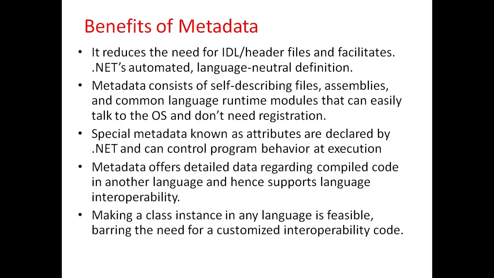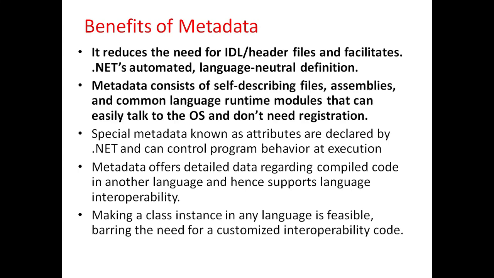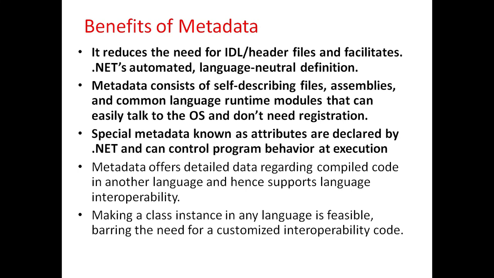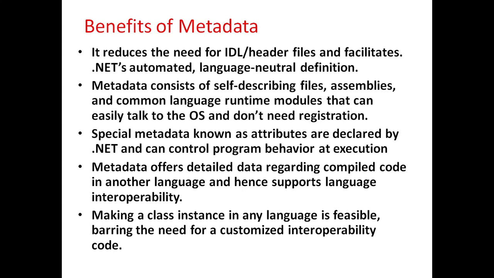Different benefits of metadata are: it reduces the need for IDL and header files and facilitates the .NET automated language neutral definitions. Metadata consists of self-describing files, assemblies and common language runtime modules that can easily talk to the OS and don't need registration. Special metadata known as attributes are declared by .NET and can control program behavior at execution. Metadata offers detailed data regarding compiled code in other languages and hence supports language interoperability. Making a class instance in another language is feasible. That helps for customized interoperability code.